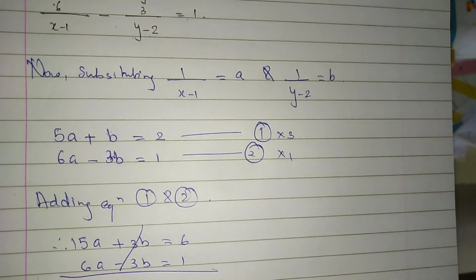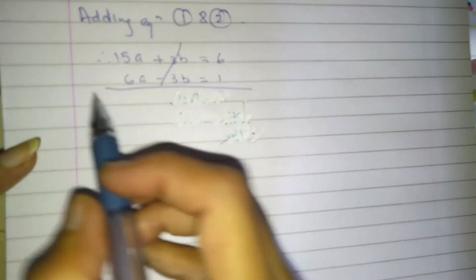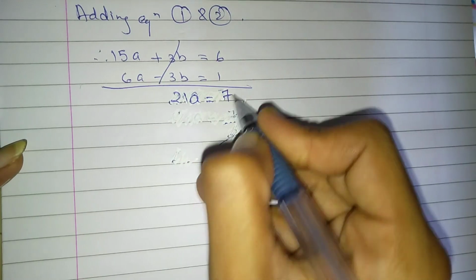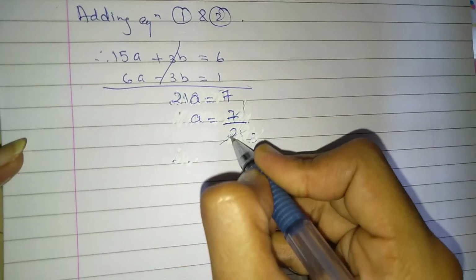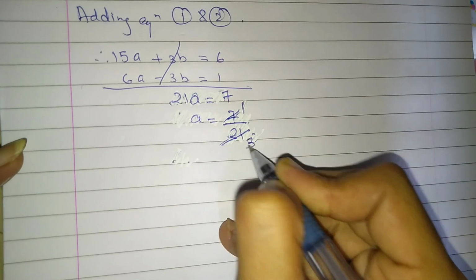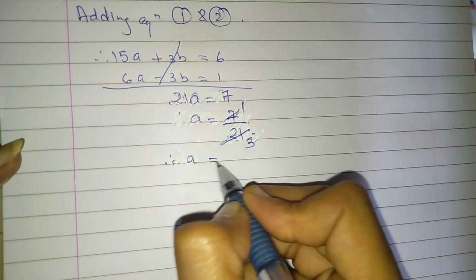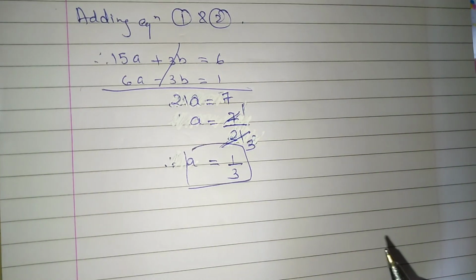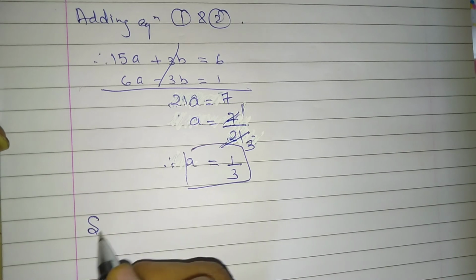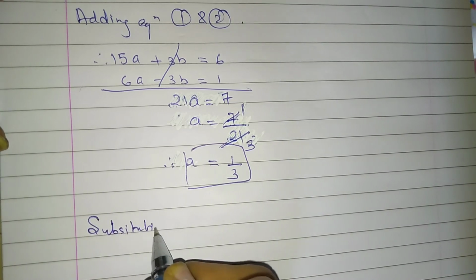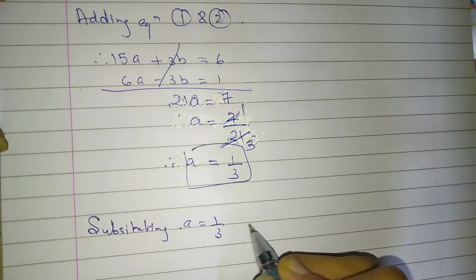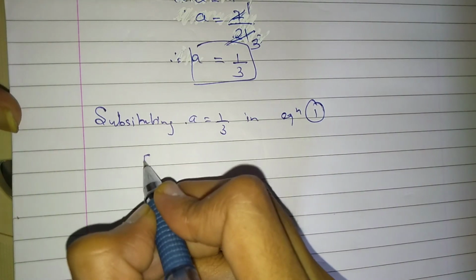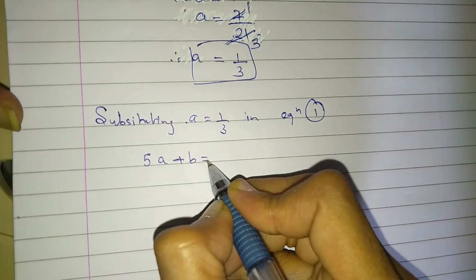Cancel. 15 plus 6 is 21a equal to 6 plus 1, 7. So a equal to 7 upon 21. So 7 ones are 7, 7 threes are 21. Therefore a equal to 1 upon 3. Got the value of a, a equal to 1 upon 3. Now for the b, substituting a equal to 1 upon 3 in equation 1. What is our equation 1? 5a plus b equal to 2.